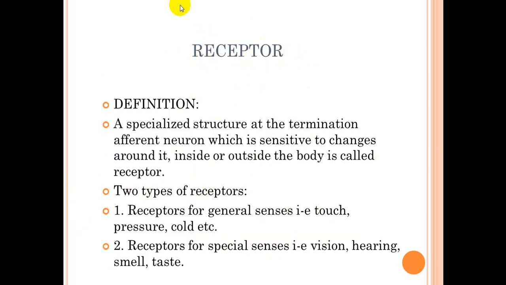So what is receptor? Receptor is a specialized structure at the termination of afferent neuron which is sensitive to changes around it, inside or outside the body, is known as receptor. So in anatomy we have discussed afferent neuron. Afferent neuron is that type of neuron which carries message from receptor to the central nervous system.